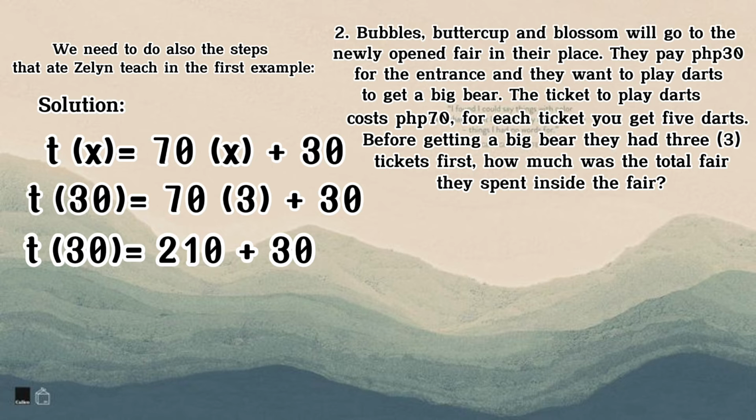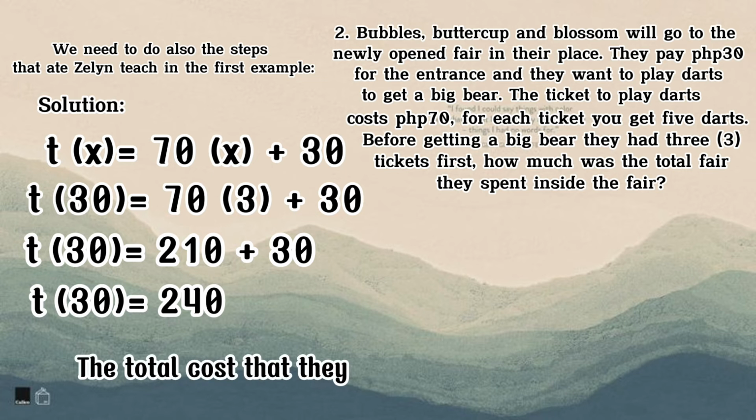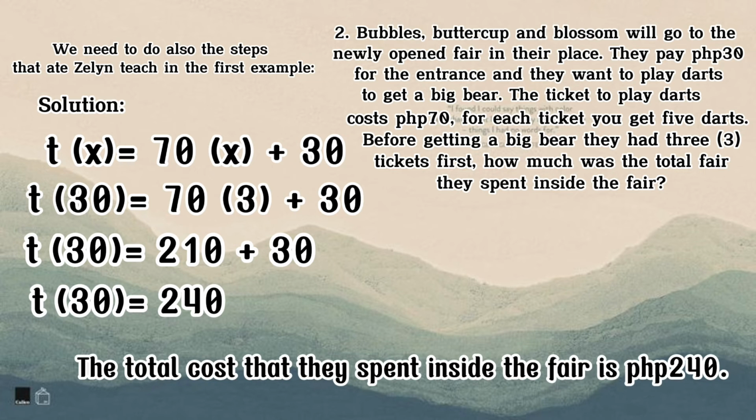70 times 3 is equal to 210 pesos. To find the final answer, we should also add the entrance fee that they paid. So 210 plus 30 pesos is equal to 240 pesos. So the total cost that Bubbles, Buttercup, and Blossom spent inside the fair is 240 pesos.